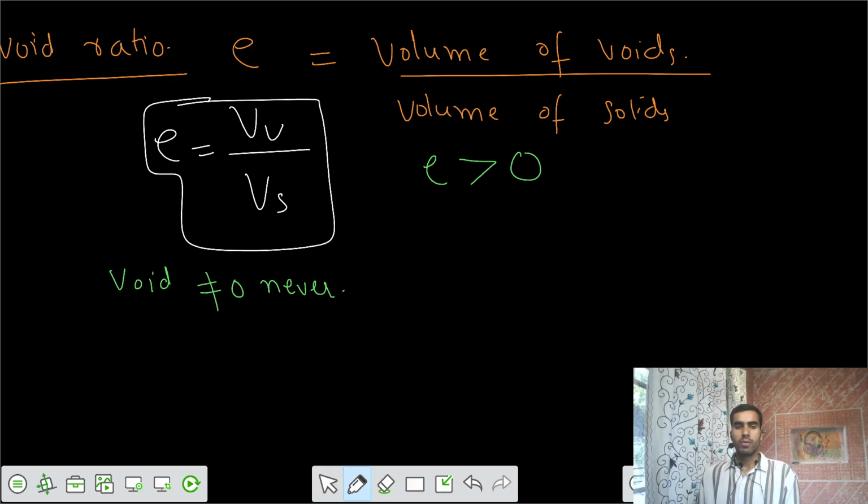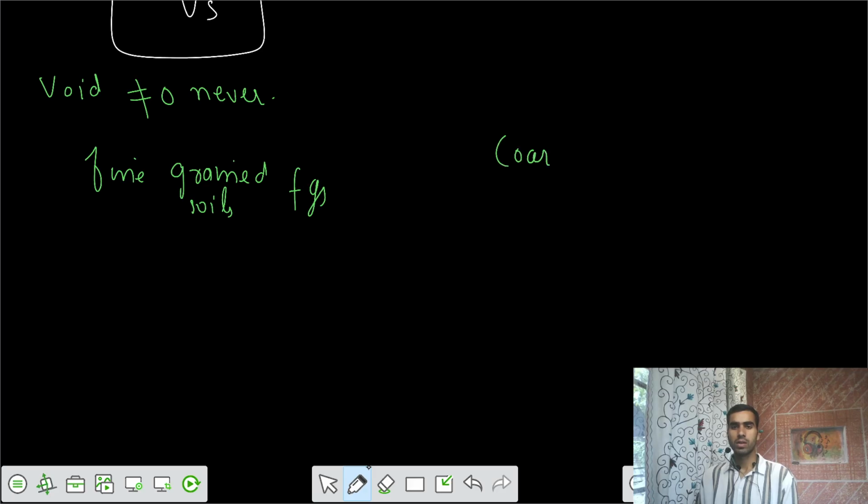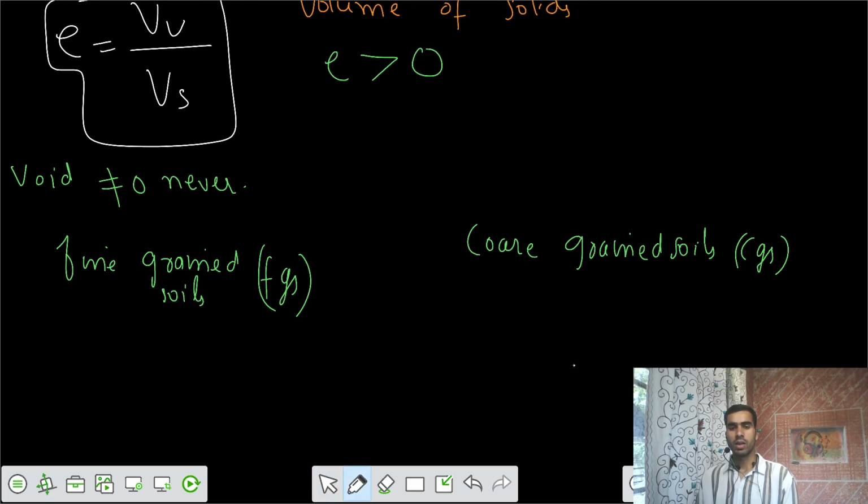And if we talk about fine grained soils, FGS, and coarse grained soils, CGS, in short I write them as FGS and CGS. Can you tell me what the void ratio relation is here? What is the void ratio for FGS and for CGS? Is it greater or lesser? I would say your void ratio for fine grained soils is actually more.